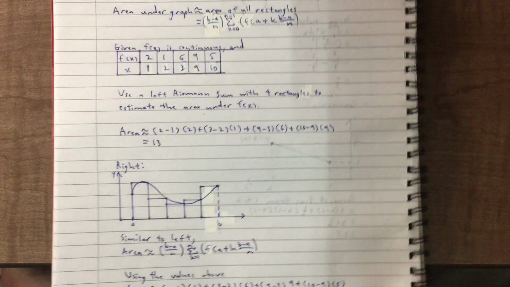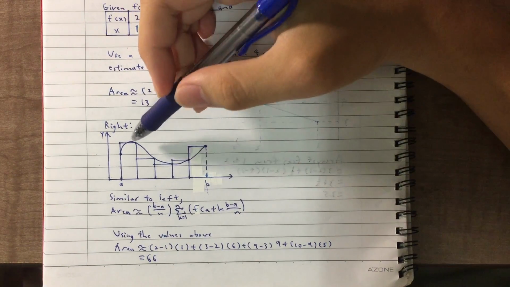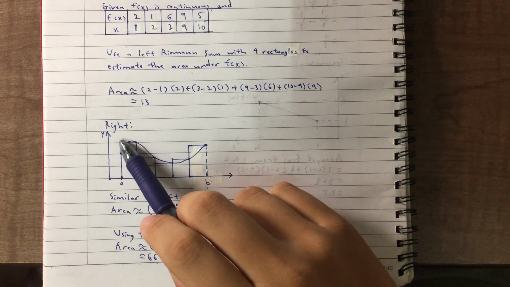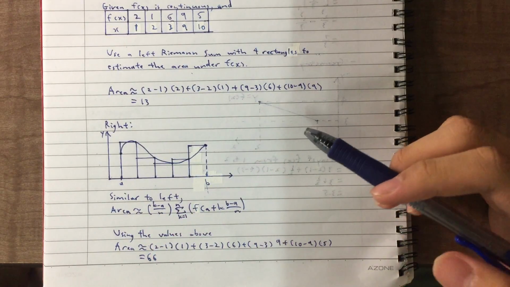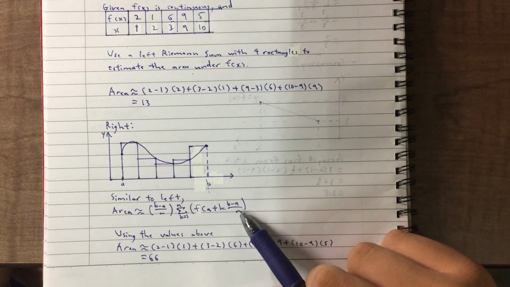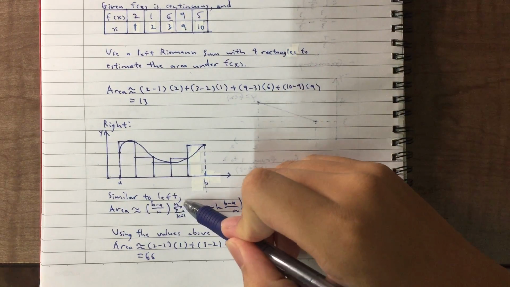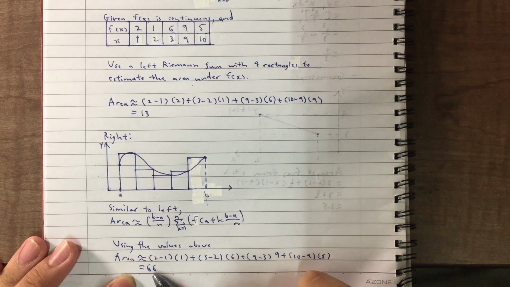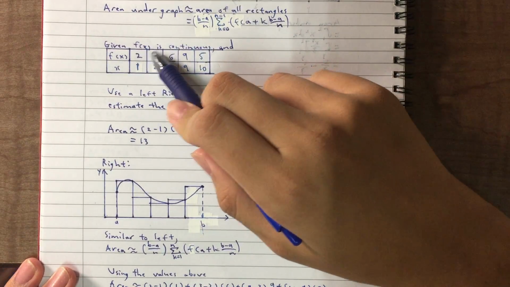Now, right Riemann sums are very similar to left. The only difference is that for right Riemann sums, instead of the left corner being on the graph, it's the right corner instead. And the equation for it is slightly different. We have k equals 1 to n instead of k equals 0 to n minus 1. So using the same values that we had earlier, we can calculate using the right Riemann sum as well. Just that in this case, we use the values on the right and not the values on the left.